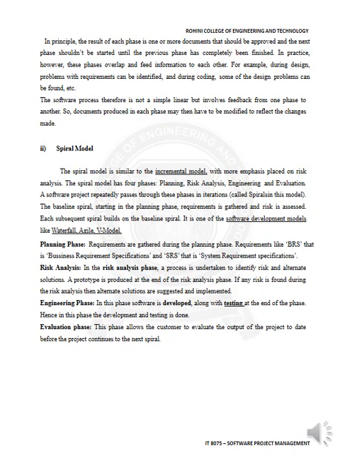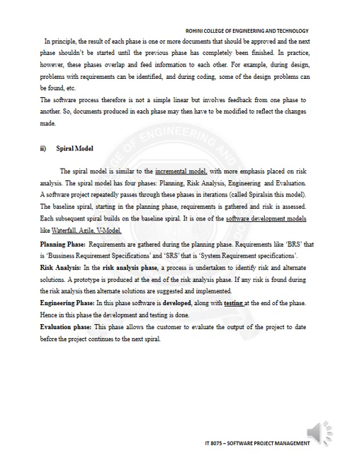The spiral model is similar to the incremental model. It has many phases: planning phase, risk analysis, engineering phase and evaluation phase. Requirements are gathered using the planning phase and documented in the software requirement specification. In the risk analysis phase, the process is undertaken to identify risk and alternate solutions. A prototype is produced at the end of the risk analysis phase. If any risk is found during the risk analysis, then alternate solutions are suggested and implemented.